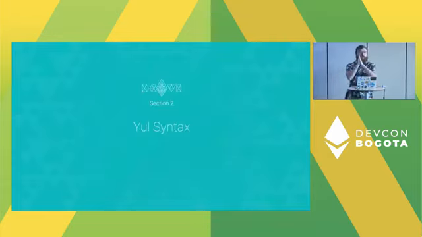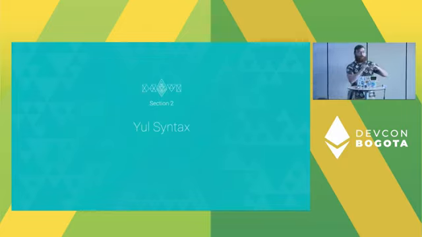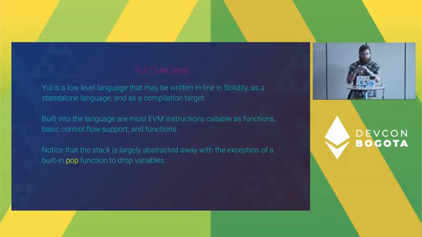Great. So the hardest part is over. That was all the really in-depth stuff that will give you the foundational knowledge for how to write Yul. Yul, thankfully, has a much higher level syntax. So Yul is a low-level language that can be written in inline Solidity, or as a standalone language. You can write Yul files by themselves, but you can also use it as a compilation target. So it also acts as an intermediate language that you can compile other high-level languages to.